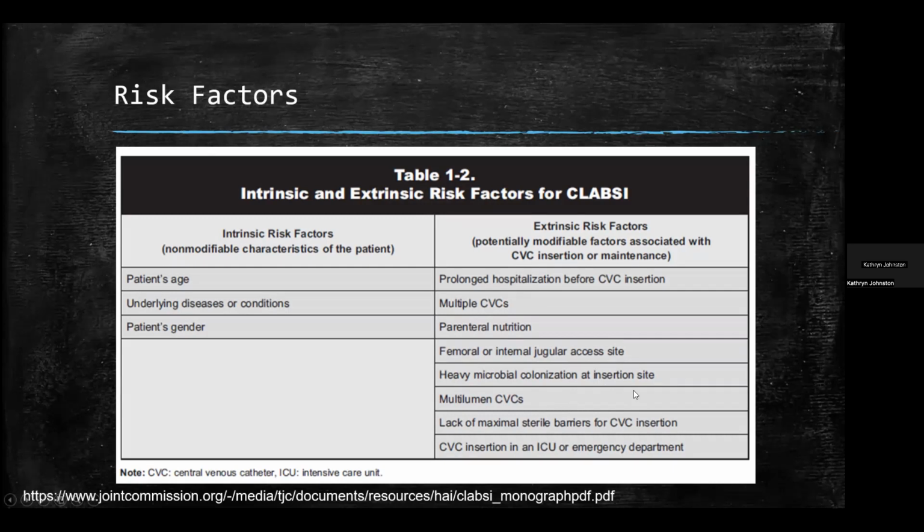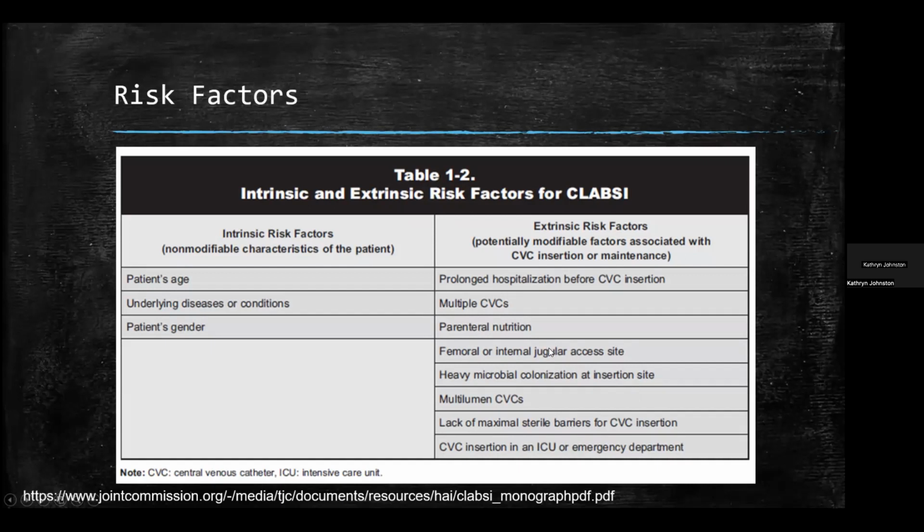And then another area is that the femoral site, which is one of the easiest for insertion of central venous catheters, is actually the most heavily contaminated. And so a femoral site is the site of last choice for inserting central venous catheters. The internal jugular is the second least favorable site.